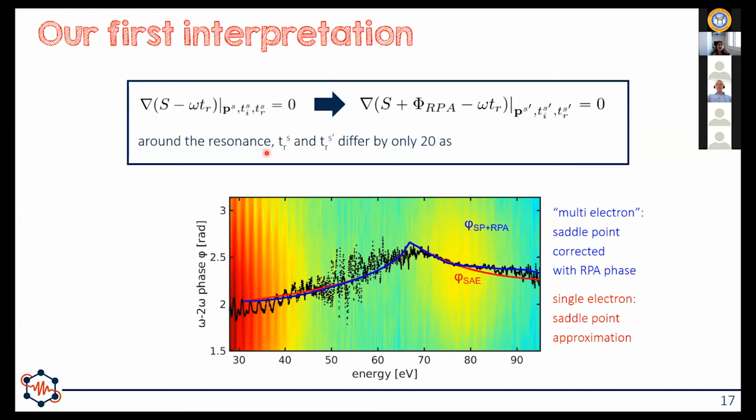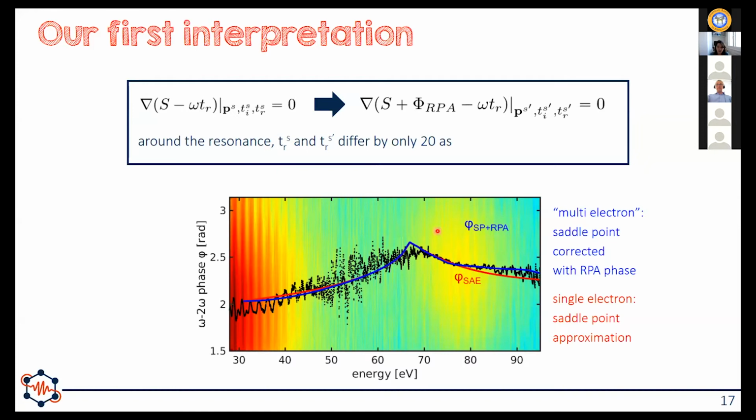So we thought, okay, this is actually the right timing for this recombination process that we would expect. So maybe we are really sensitive to this very tiny delay introduced by the multi-electron process. But unfortunately, this was really an unlikely coincidence.